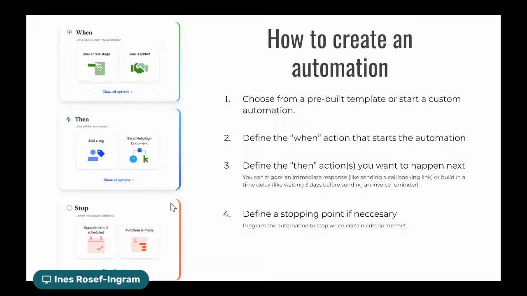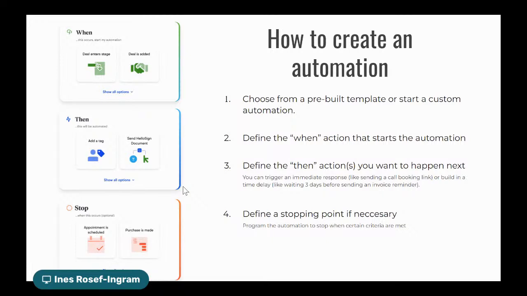But how do you create an automation? Most of these softwares that you can use have pre-built templates that you can use. For example, Keep has that. Or you can start a custom automation from scratch. What you need to do is define the action that starts the automation. In my example with a free ebook on 22 things to automate, when you fill in the landing page, the automation starts.